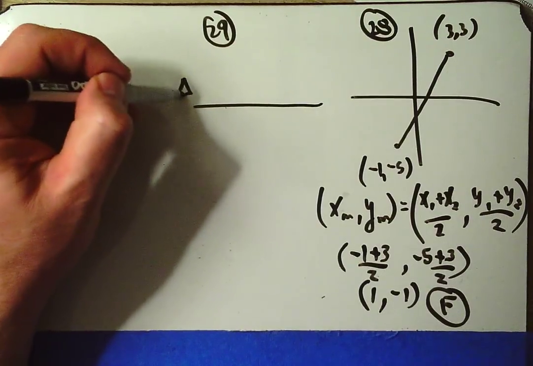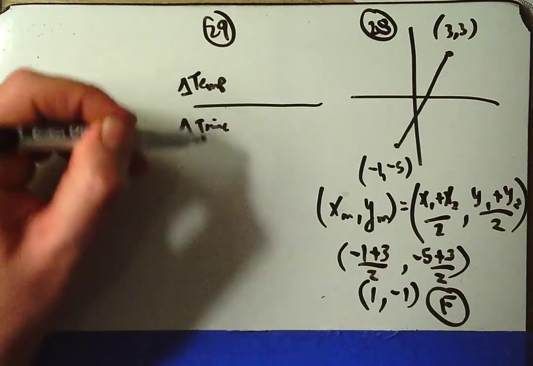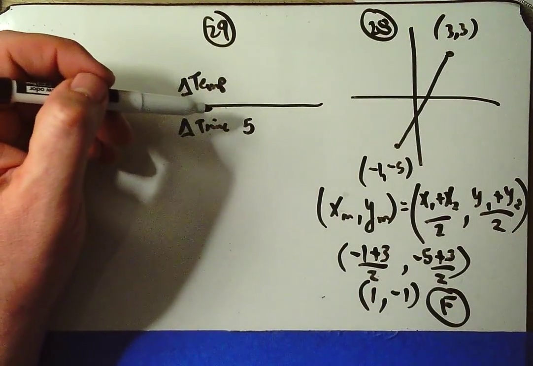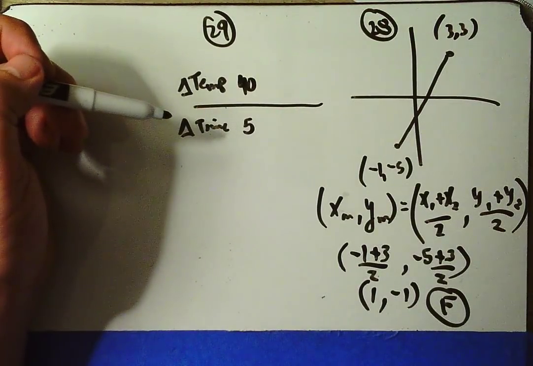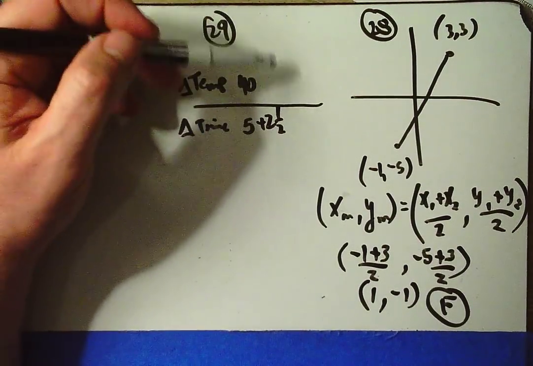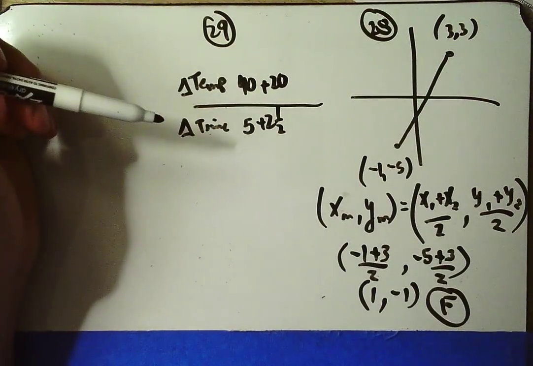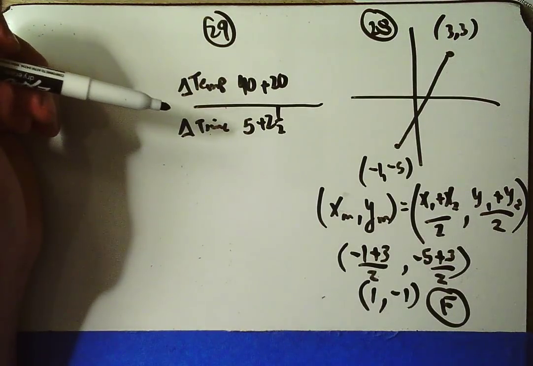So we've got change in temperature over change in time. There were 5 minutes where he applied heat and we went up 40 degrees. And then 2.5 minutes goes by and he doesn't apply any heat. The heat remains constant. And then from 7.5 minutes to 10 minutes, that's another 2.5 minutes, he applies heat and the temperature goes up 20 degrees. Then he doesn't apply any heat from 10 minutes to 15 minutes and the temperature stays a constant 60.